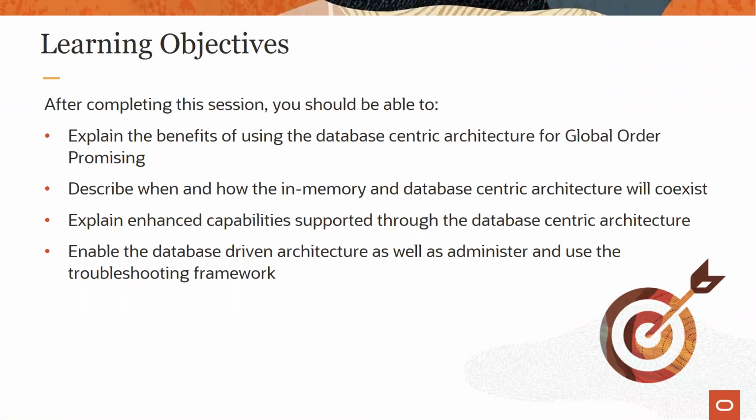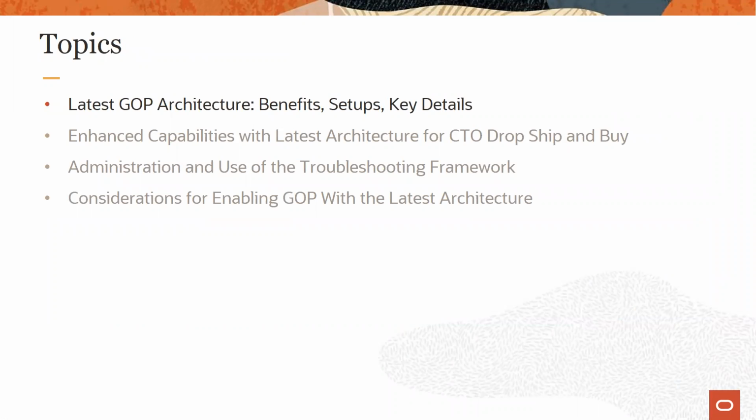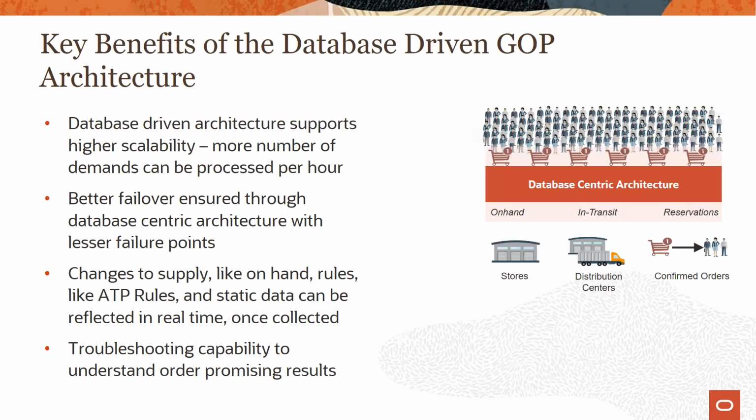In this lesson, we'll talk about the benefits of using the database-centric architecture for global order promising. We'll describe when and how the memory resident and database-centric architectures will coexist. We'll explain some of the enhanced capabilities supported through the database-centric architecture. And we'll see how to enable the database-driven architecture as well as administer and use the troubleshooting framework. So with that, let's get started by looking at the benefits, setups, and key details of the latest GOP architecture.